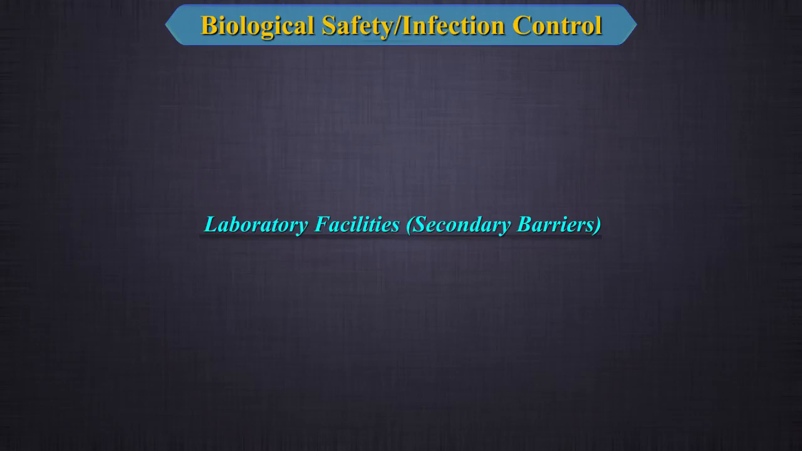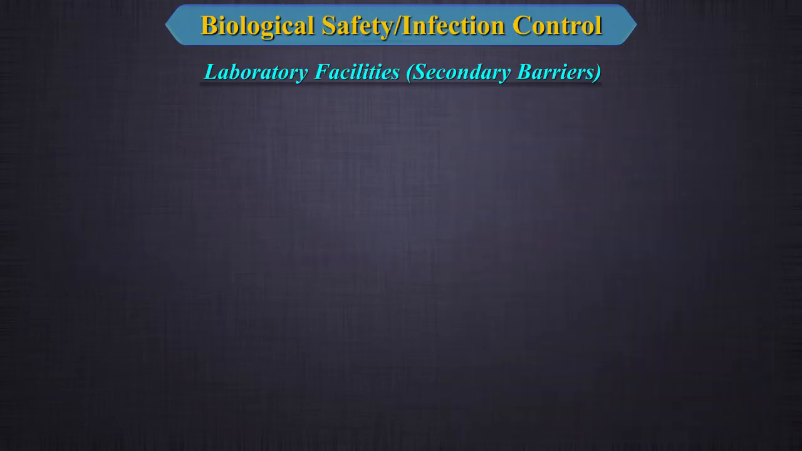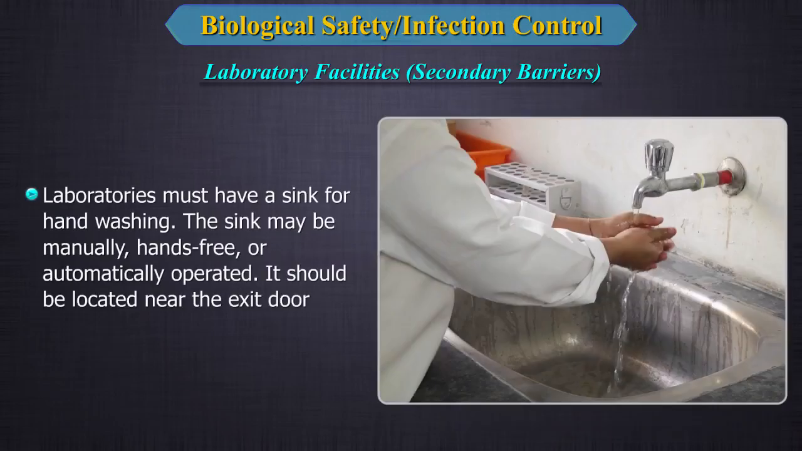D. Let us look at laboratory facilities where we can provide secondary barriers. 1. The laboratory doors should be self-closing and should have locks in accordance with the institutional policies. 2. The laboratories must have a sink for hand washing. This sink may be manually, hands-free, or automatically operated. It should be located near the exit door.